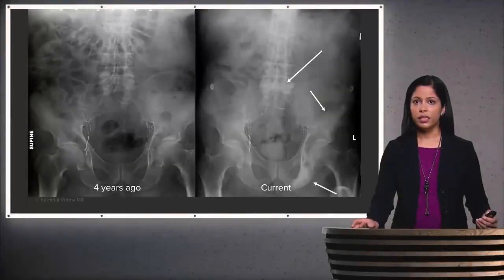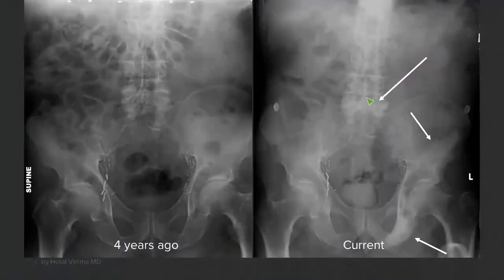So these are the areas that look a little bit different. You have an increase in density here within the lower lumbar spine. You have an increase in density within the iliac bone. And then you have an increase in density in the inferior pubic ramus when compared with the prior.